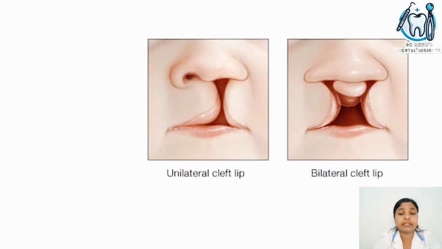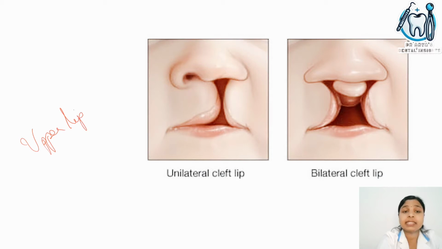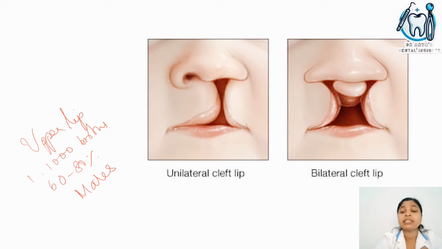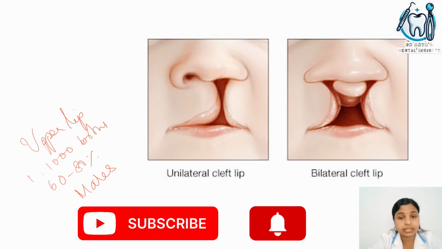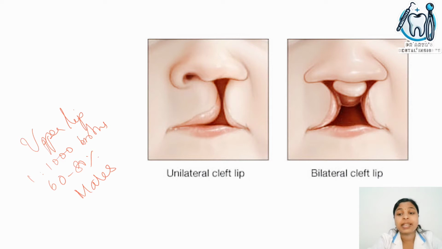So this is the cleft lip. This is the unilateral cleft lip and this is the bilateral cleft lip. Cleft lip mainly occurs in the upper lip, and the incidence is 1 in 1000 births. 60 to 80% of the children involved are males, so males are mostly affected. The cleft upper lip is present in three varieties: first, unilateral cleft lip; second, bilateral cleft lip; and third, central cleft lip or hair lip.